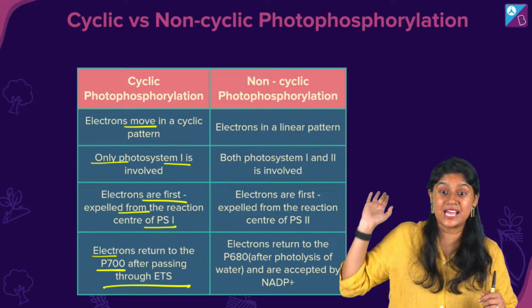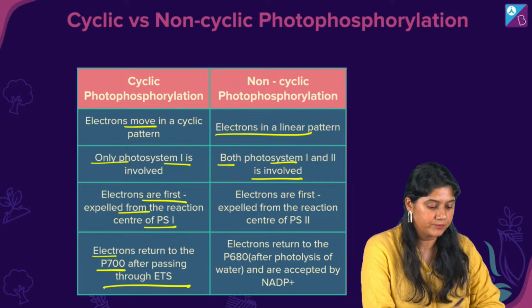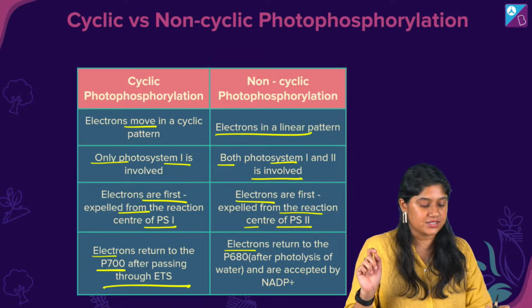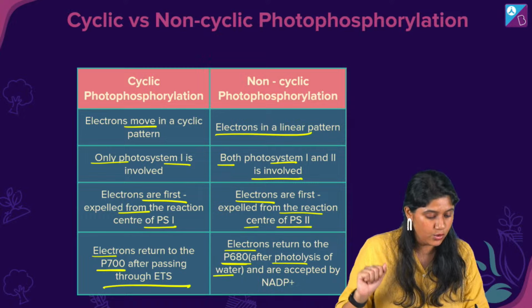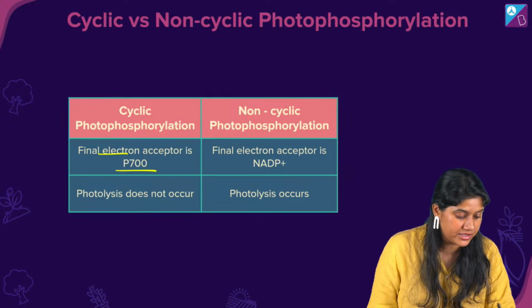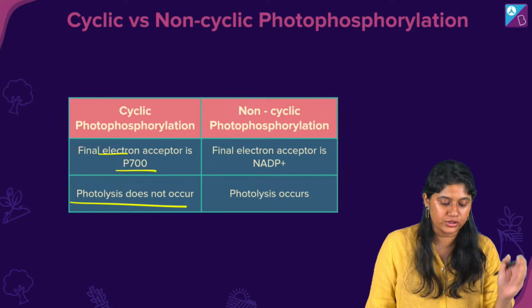Whereas in the non-cyclic, what we have? Electrons have a linear pattern. Both systems are involved. Electrons are first expelled from the reaction center of PS2 and then of course they go to PS1. Electron returns to PS2, that is P680, by photolysis of the water and are accepted by NADP plus. Clear everyone? Chaliye. The last difference we have, the final electron acceptor is P700 in the cyclic photophosphorylation, and photolysis does not occur. Photolysis occurs over here and the final electron acceptor is NADP plus.